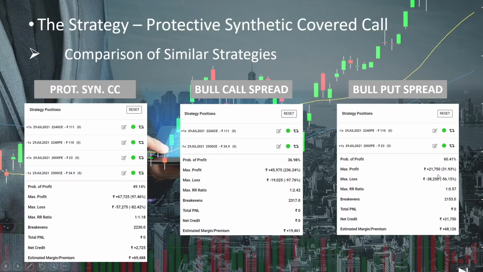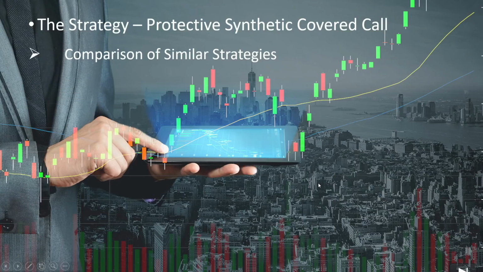But if you see the maximum profit, the protective synthetic covered call is almost 3 times the profit you can get from this for a similar margin block. Okay. The loss is also higher, but the profit potential is much higher in the protective synthetic covered call compared to the bull put spread.